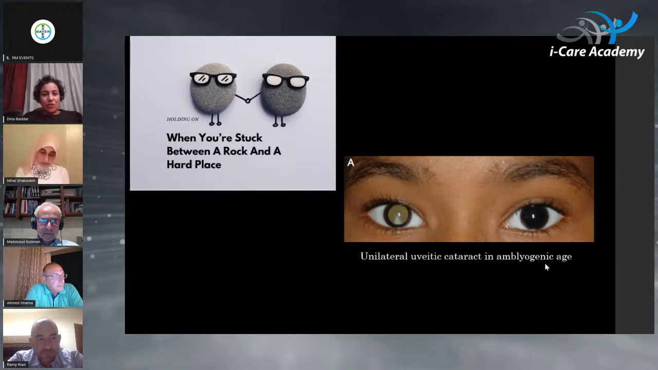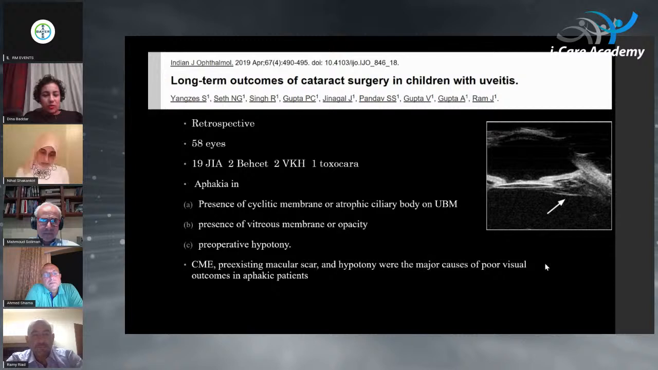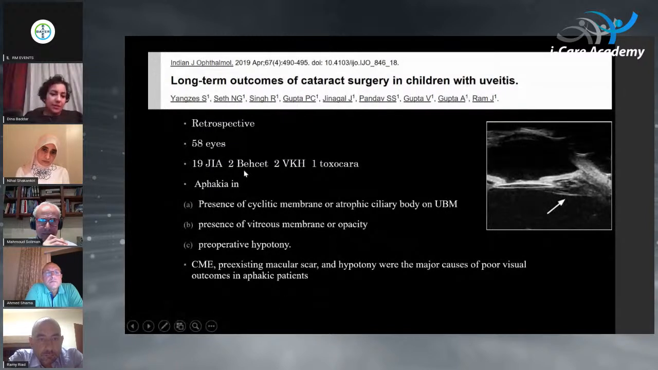All right. Okay. So this is one of the papers that was talking about the outcomes. It's a recent paper talking about the outcomes of cataract surgery in children with uveitis, and Dr. Shama was the one who pointed out this paper to me, in which they looked at 58 eyes, and like I was saying, it's a retrospective medical chart review. Again, first and foremost is JIA in the pediatric age groups, then comes Behçet's, VKH equally, and infections.